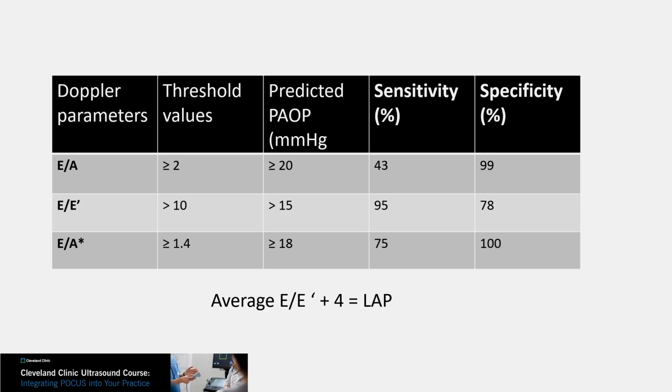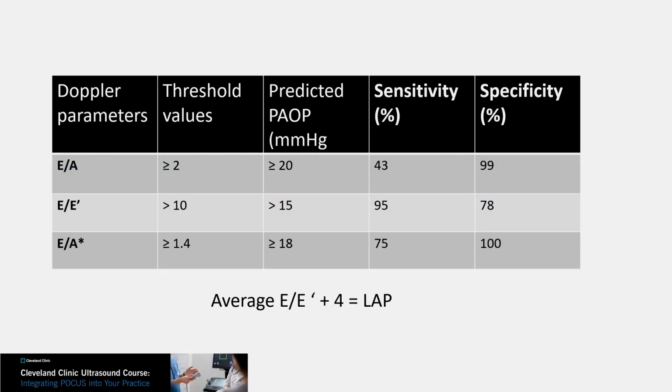The most important question in our ICU is: is the left-sided filling pressure elevated, or is the respiratory failure because of pulmonary edema? A few of the parameters that have been validated with decent sensitivity and specificity are E/A more than or equal to 2, your E over E prime more than 10, and your E/A more than 1.4. All these parameters have shown that they can predict with good sensitivity and specificity the associated occlusion pressure in the pulmonary artery.